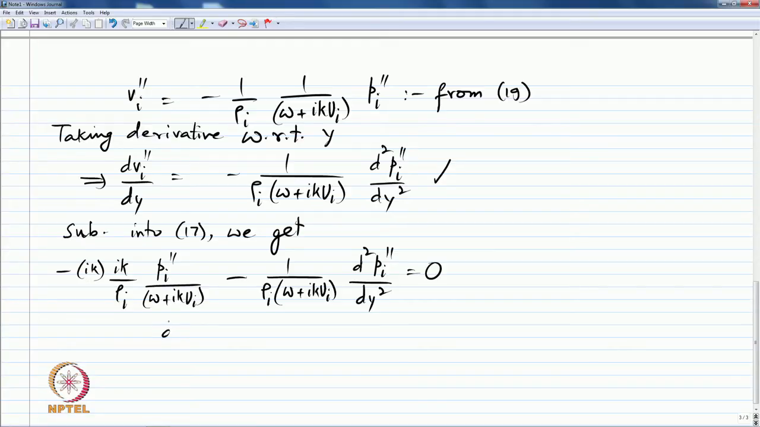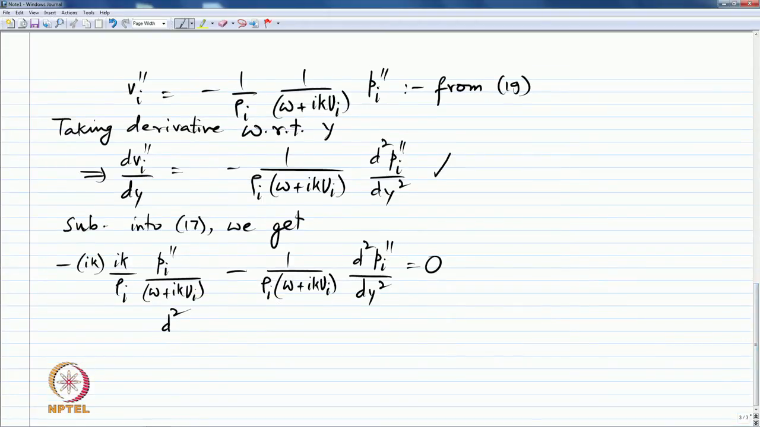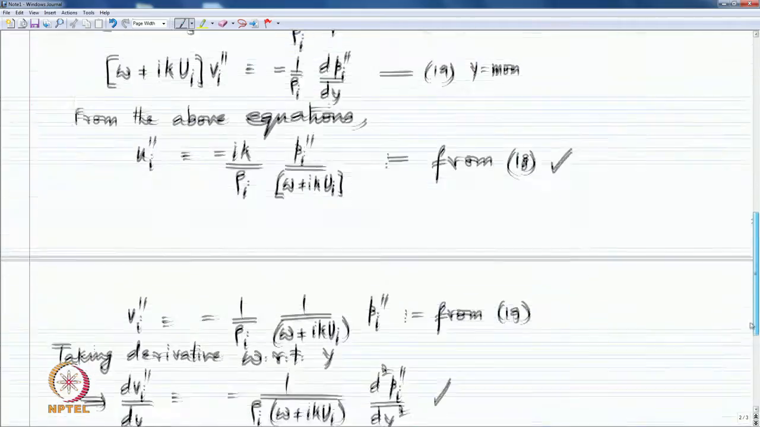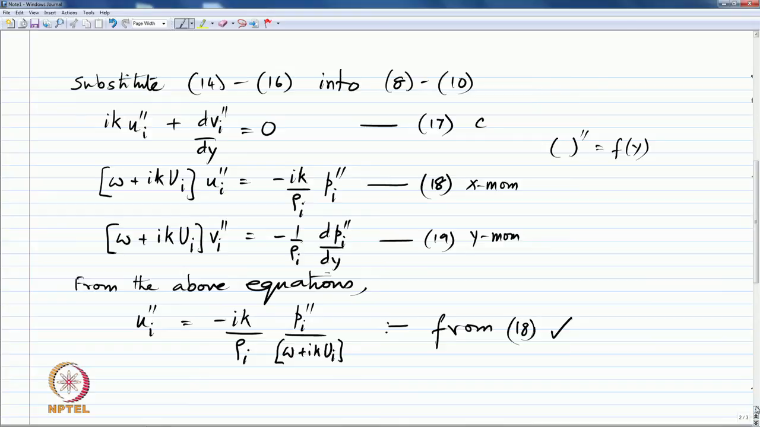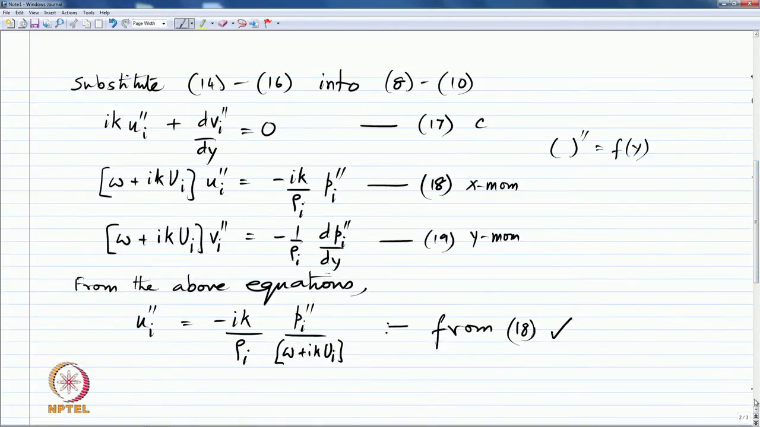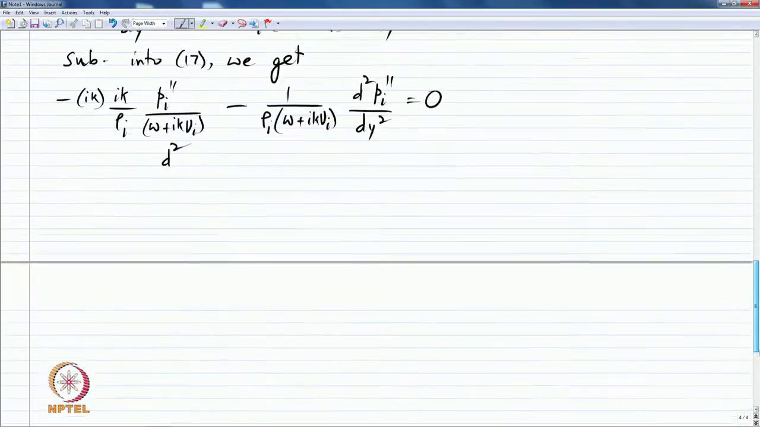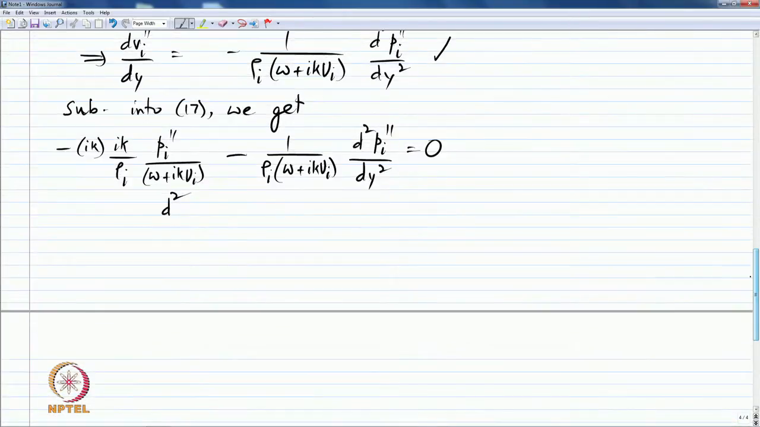Okay, so in short, I can write this as, this is our equation 20.